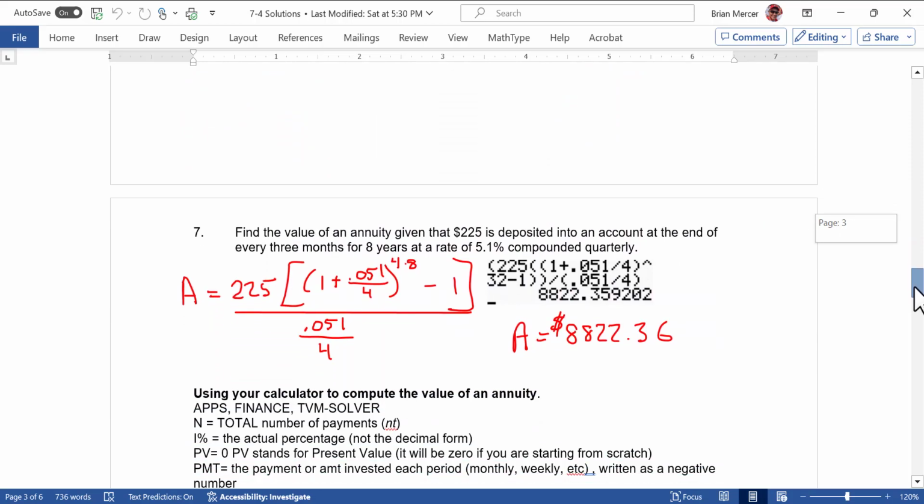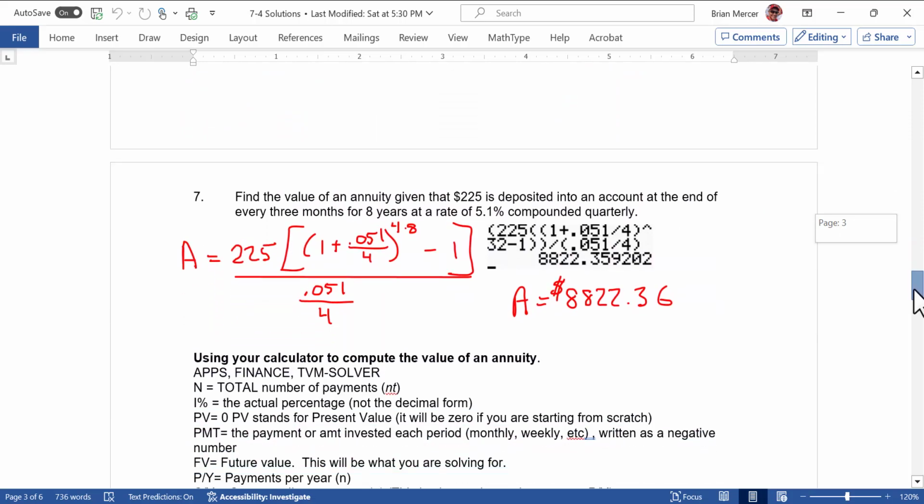Here's another one that's very similar. How much would it be worth? And so I'll let you practice that. And there's the answer. There's what the calculation would look like. So I won't say anything about that.